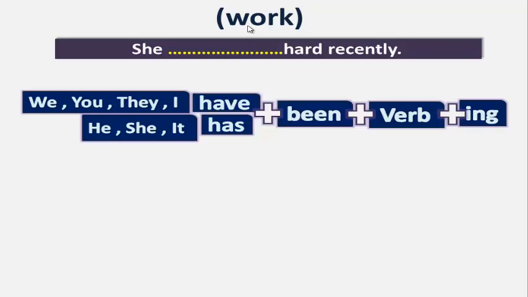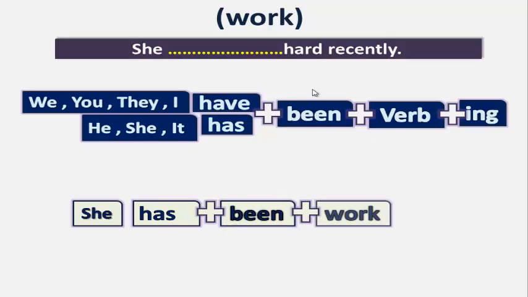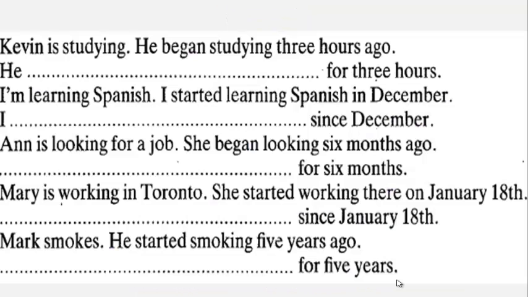Great. Here is another chance for you to practice, this time with the verb work and a different pronoun. This time you have the third person pronoun she. Okay, you have the rule. Let's follow this. Start with the subject, the pronoun she. Notice that with she we use has. She has, and then been, and then the verb, in this case work, and then the ing. Complete sentence. She has been working hard recently.